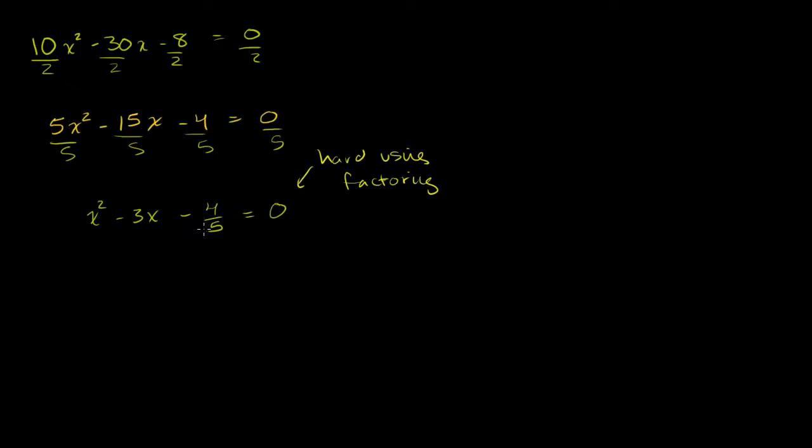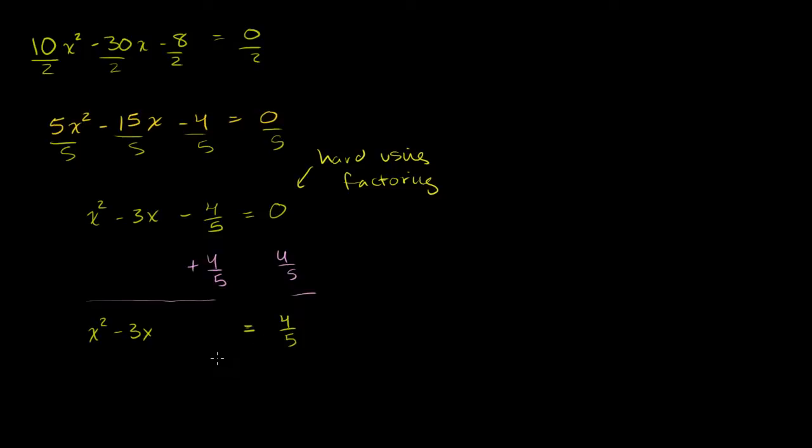And what I like to do, and you'll see this done some ways, and I'll show you both ways because you'll see teachers do it both ways, I like to get the 4/5 on the other side. So let's add 4/5 to both sides of this equation. You don't have to do it this way, but I like to get the 4/5 out of the way. And then what do we get? If we add 4/5 to both sides of the equation, the left-hand side of the equation just becomes x squared minus 3x. No 4/5 there. I'm going to leave a little bit of space, and that's going to be equal to 4/5.